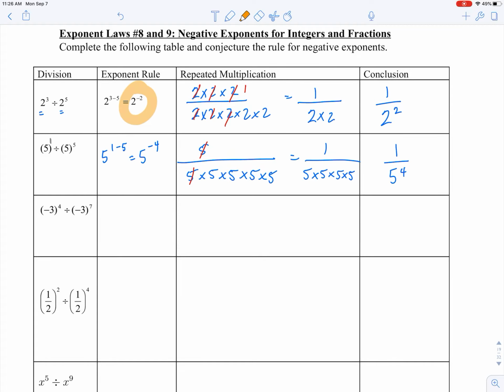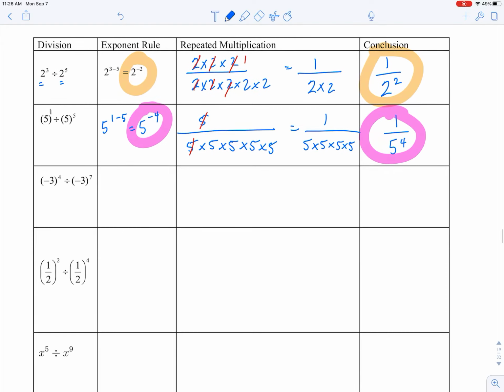Now if you look here, and then you look here, you might be getting an idea of how we can write negative exponents. But we're going to do at least one more to make sure we've got it.